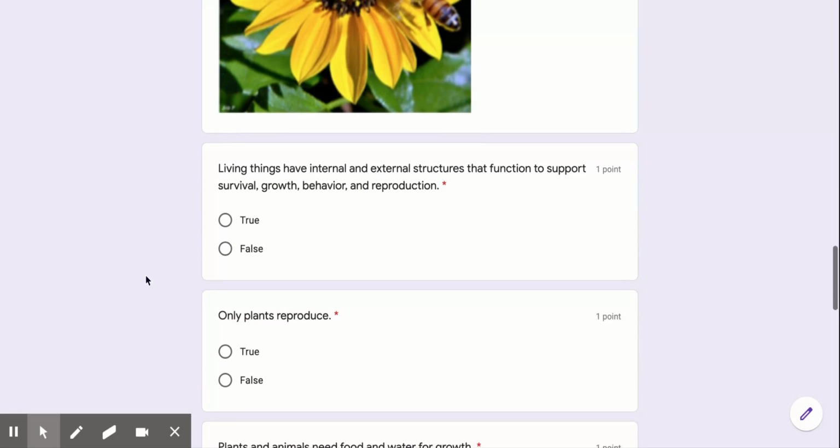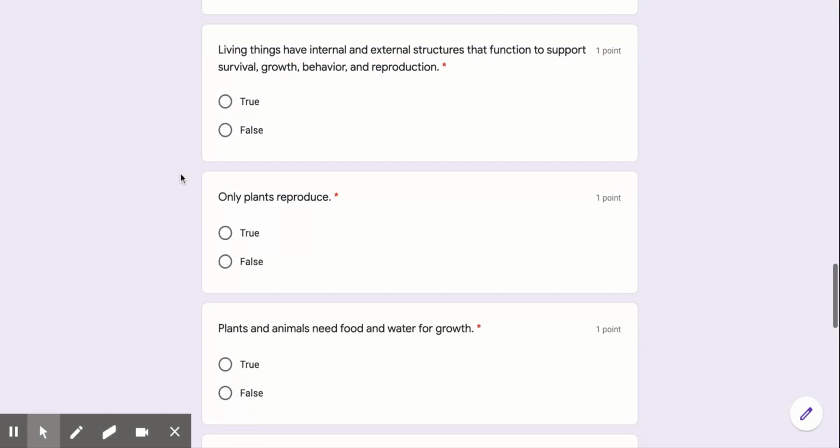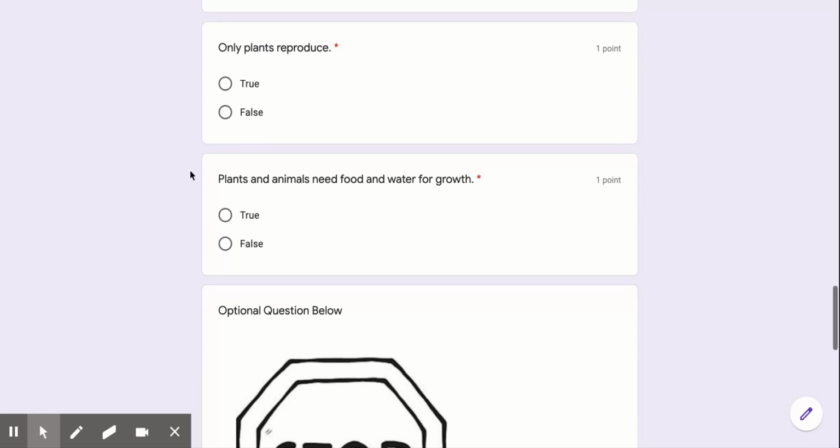So you need to answer these three questions. 1. Living things have internal and external structures that function to support survival, growth, behavior, and reproduction. True or false? 2. Only plants reproduce. True or false? 3. Plants and animals need food and water for growth. True or false?